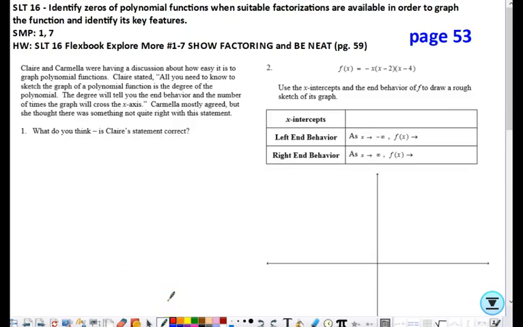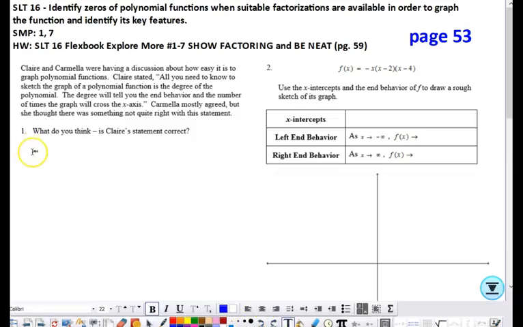All right, so now on page 53, I'm going to read: Claire and Carmela are having a discussion about how easy it is to graph polynomial functions. Claire states, all you need to know to sketch the graph of a polynomial function is the degree of the polynomial. The degree will tell you the end behavior and the number of times the graph will cross the x-axis. Carmela mostly agreed, but she thought that something was not quite right. What do you think? Is Claire right, and why or why not?